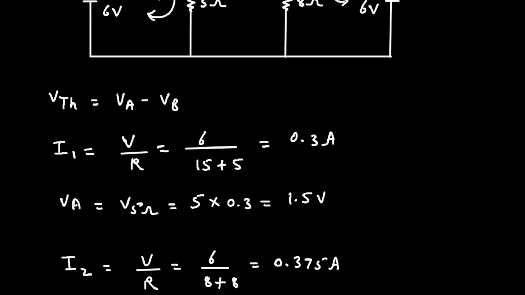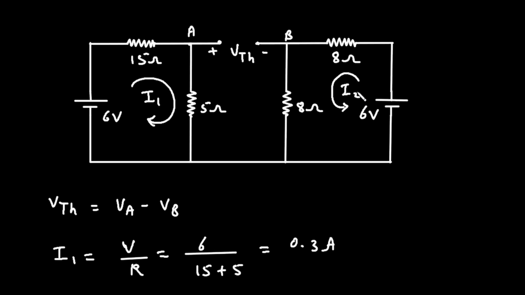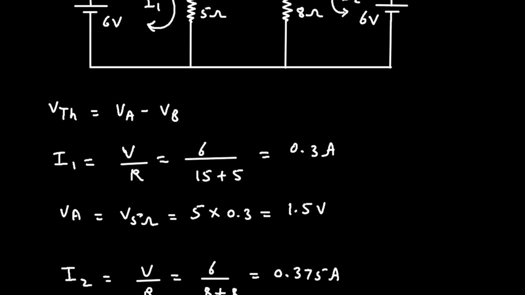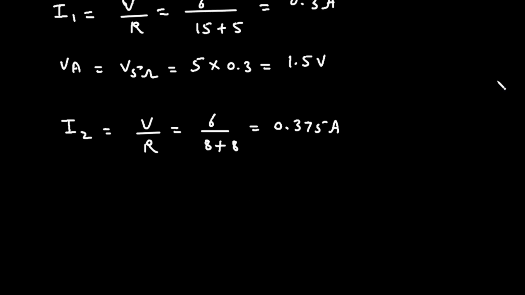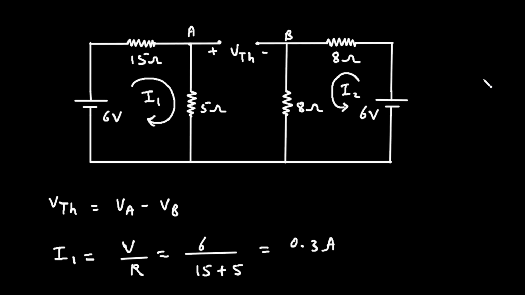ampere. Also remember that the direction of current is from the positive terminal of the battery to the negative terminal of the battery. Here also from positive to negative. This is the direction of current. Now let's find the value of this VB. VB is the voltage across the 8 ohm resistance. So it will be I2 multiplied with 8 ohm.